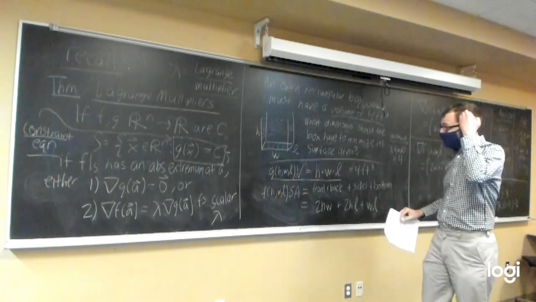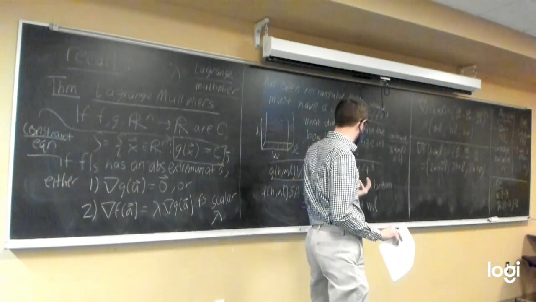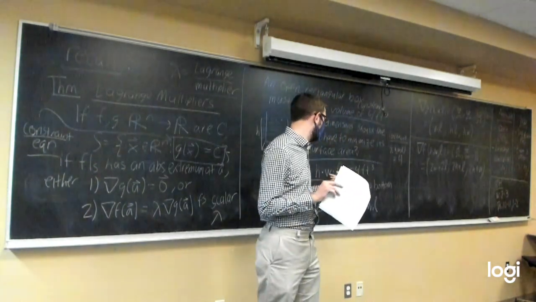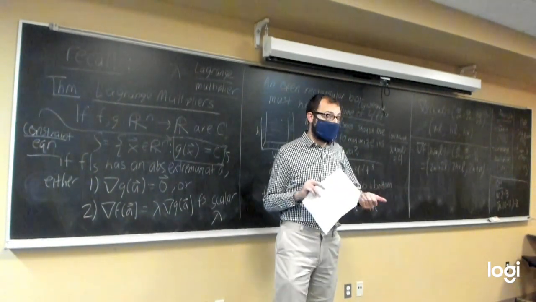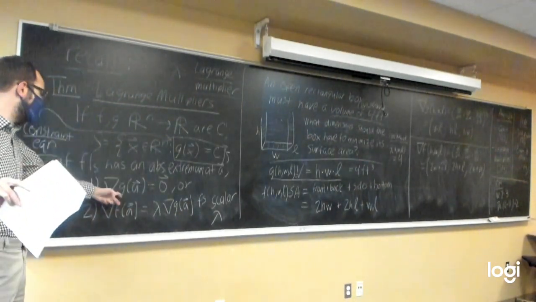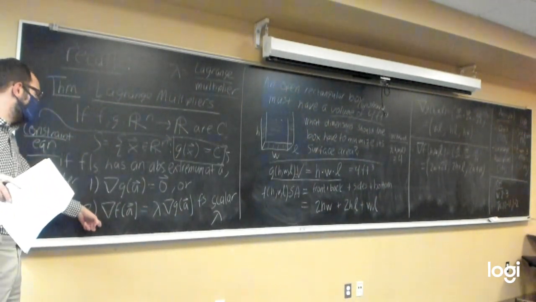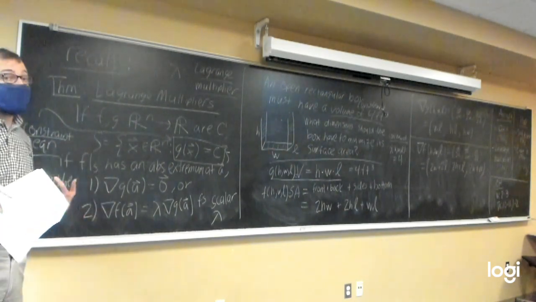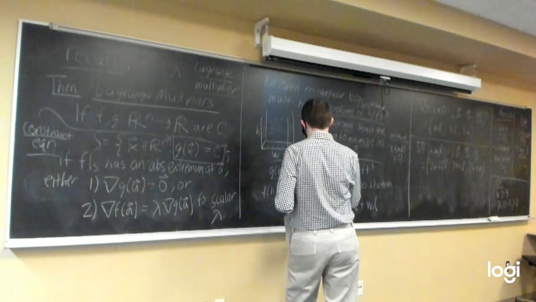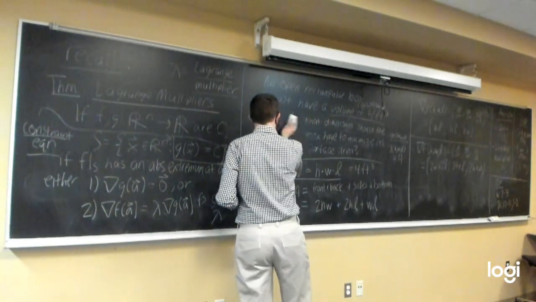Okay, so now we have our gradients. We know what our gradient of G and our gradient of F are. And so now, I think we can look through each of these two conditions and find where the gradient of G is going to be 0 and where the gradient of F is going to be a scalar multiple of the gradient of G. So let's see if we can find that out.